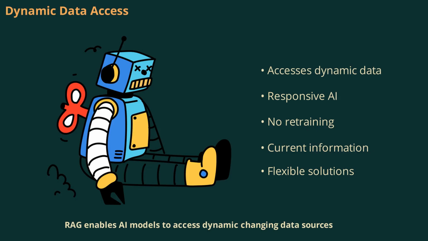RAG enables AI models to access dynamic, changing data sources such as enterprise databases or real-time feeds. This flexibility allows organizations to keep their AI solutions current and responsive without the need for frequent retraining. Dynamic data access is a key benefit of RAG systems.